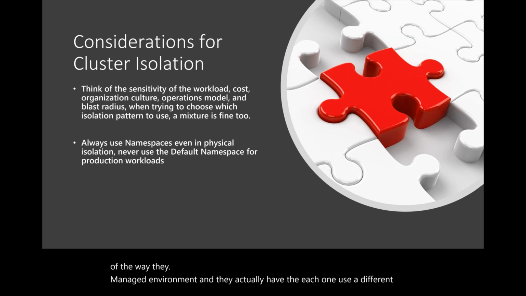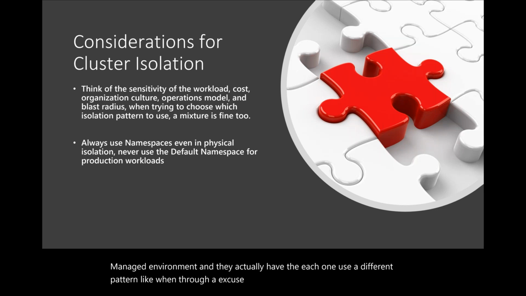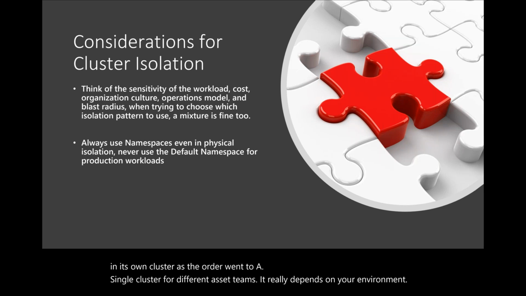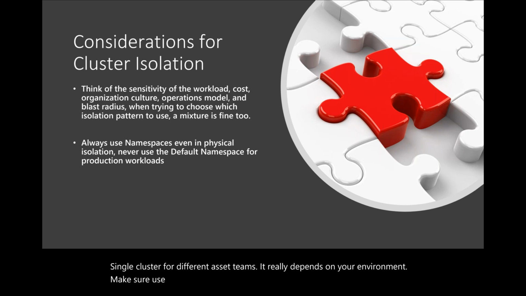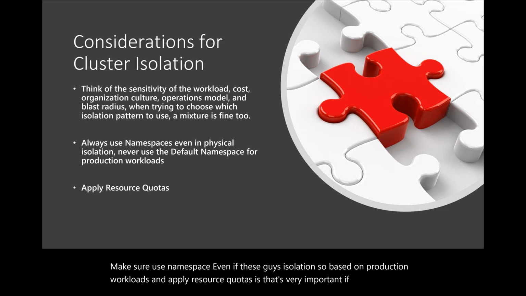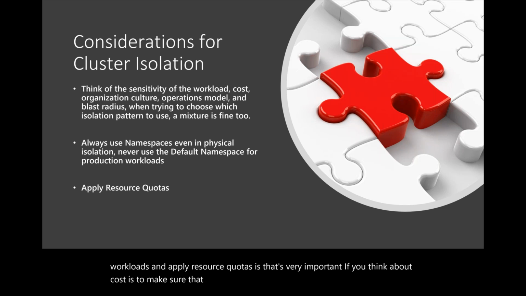One went through a pattern where they isolated each team in its own cluster, whereas the other went to a single cluster for different teams. So it really depends on your environment. Make sure you use namespaces, even in physical isolation. Never use the default namespace for production workloads, and apply resource quotas. That's very important. If you think about costs, make sure that the resource quotas are there.